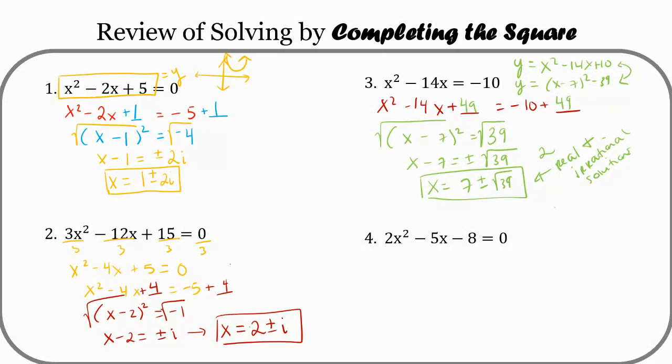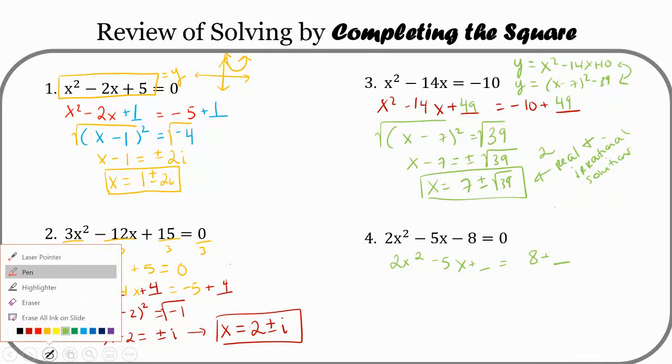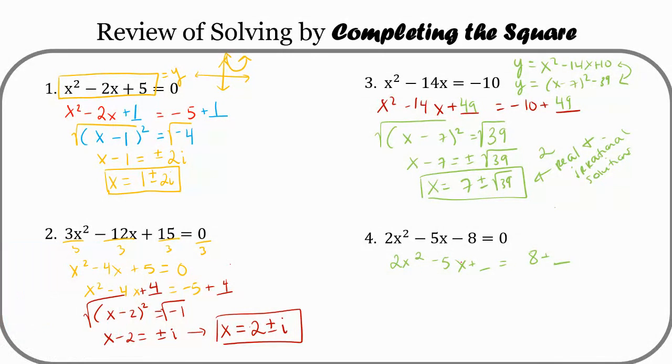And then finally, this one right here, which, oh darn, they're not all divisible by 2. So here's what I'm going to go ahead and do. I'm going to start it off the same way. 2x squared minus 5x equals 8. And I know I need to add something to both sides to complete the square. But before I can complete the square, this just needs to be x squared, not 2x squared. I need to factor out that 2.